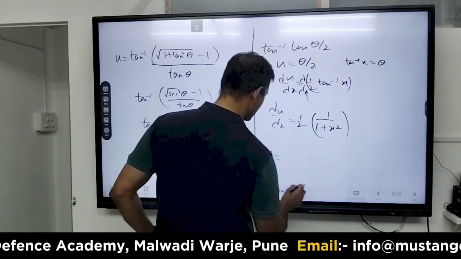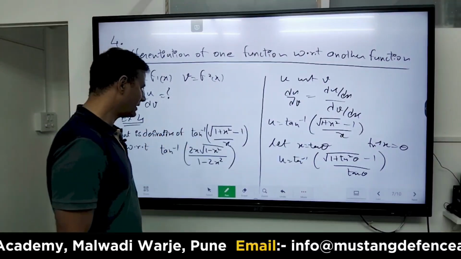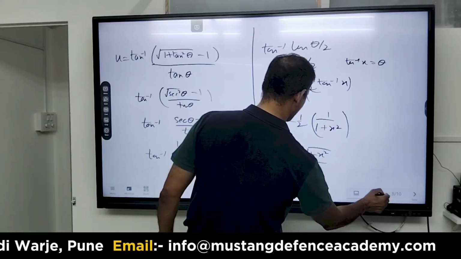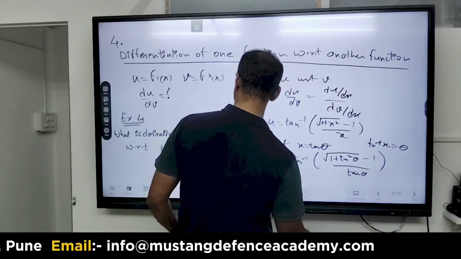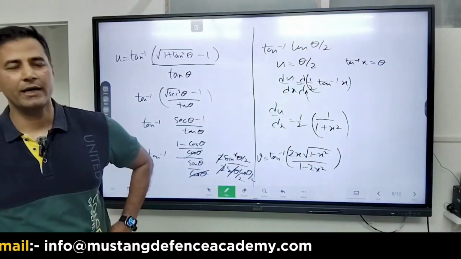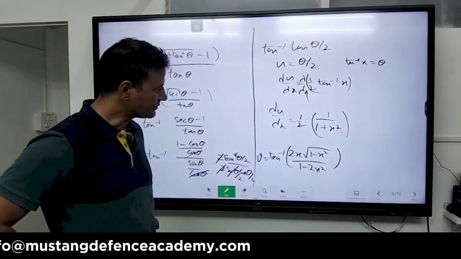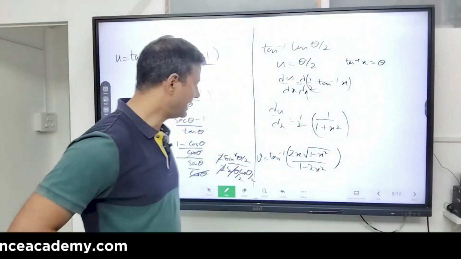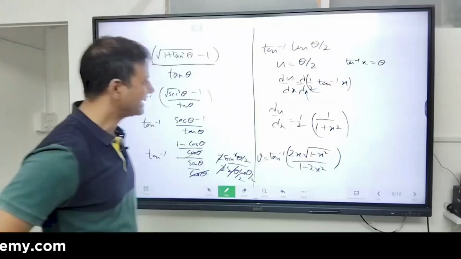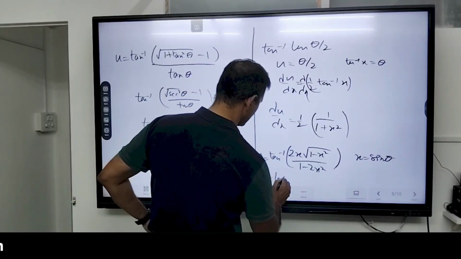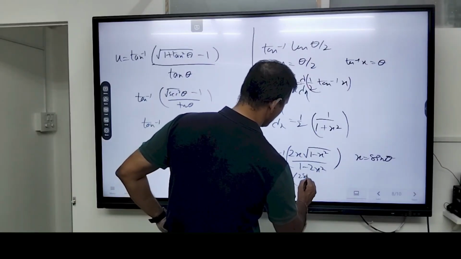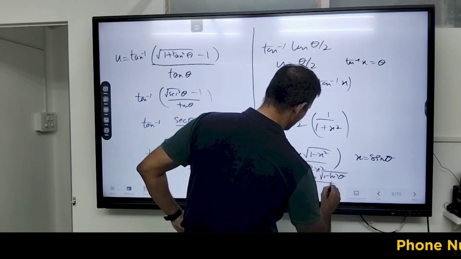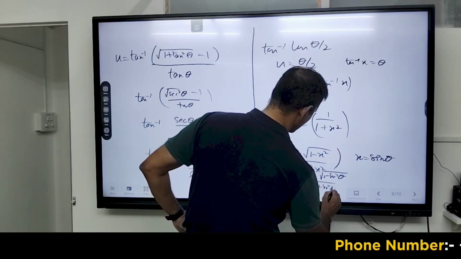Now v is equal to tan inverse of 2x into root of 1 minus x squared, the whole upon 1 minus 2x squared. So here also you can substitute it as sin theta or cos theta. Okay, so let us substitute it as sin theta. So v becomes tan inverse of 2 sin theta root of 1 minus sin squared theta, the whole upon 1 minus 2 sin squared theta.